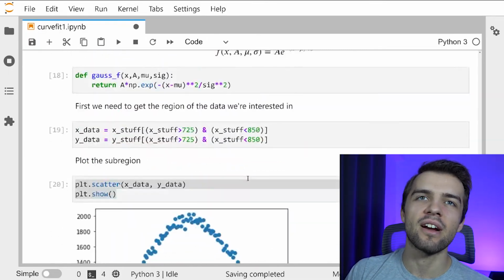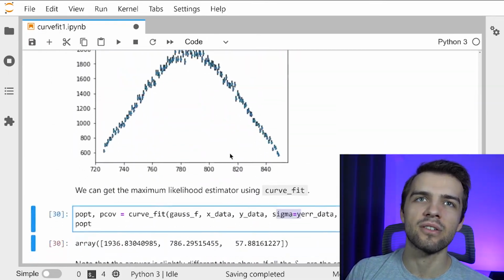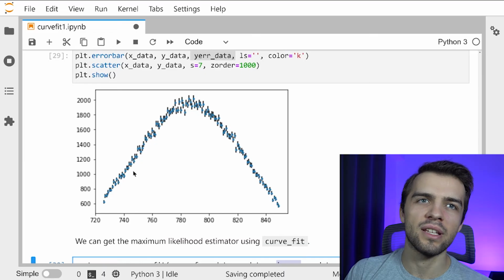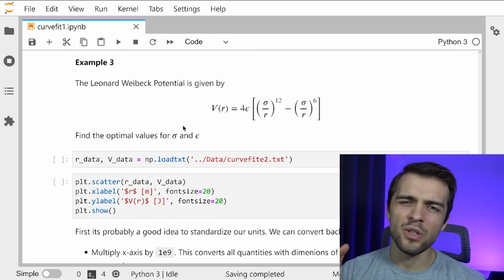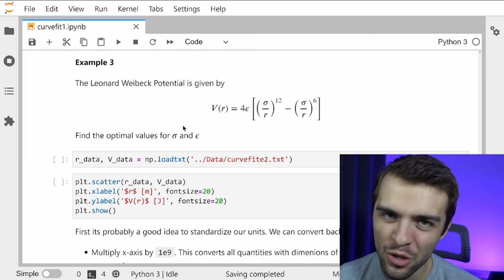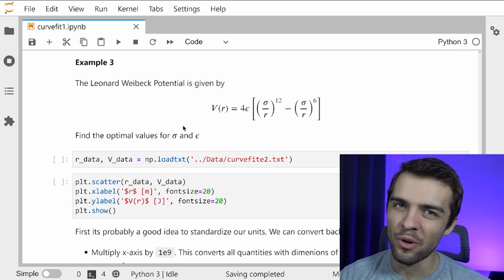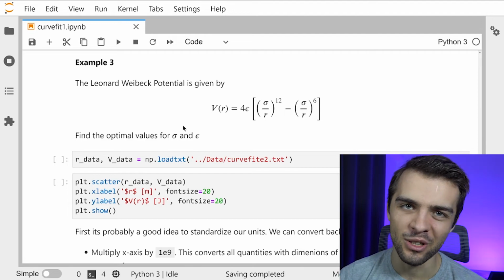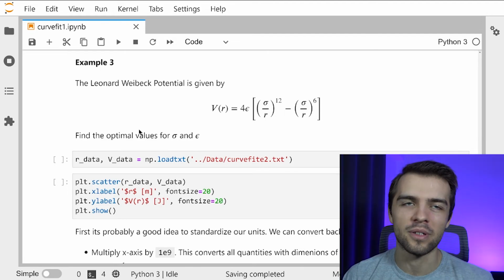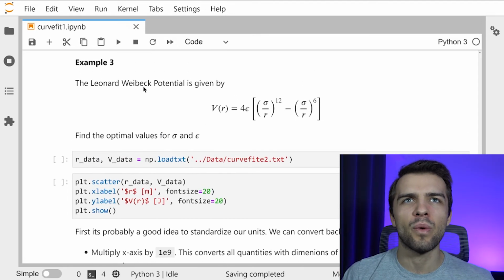But here, of course, the errors aren't the same. The errors up here are larger than the errors down here. So here's a final example, and it has to do with standardizing units, which is really important when you're doing curve fit, and really important especially if you go on to things like machine learning. Standardization is super important.